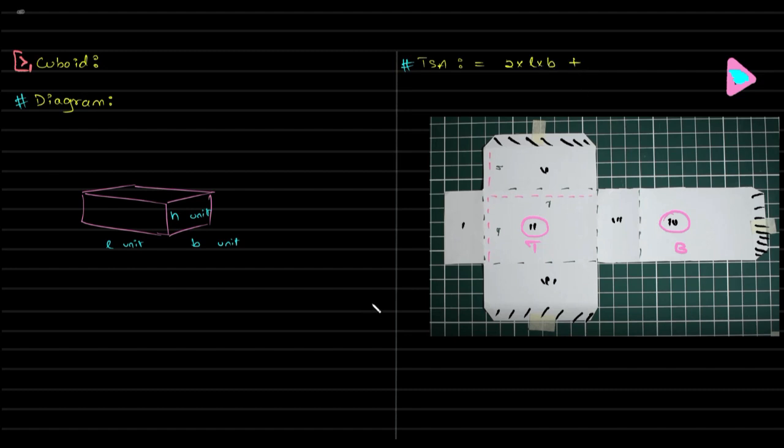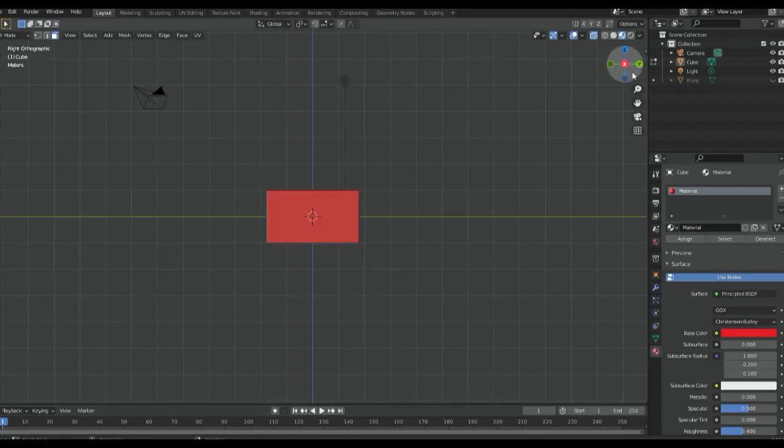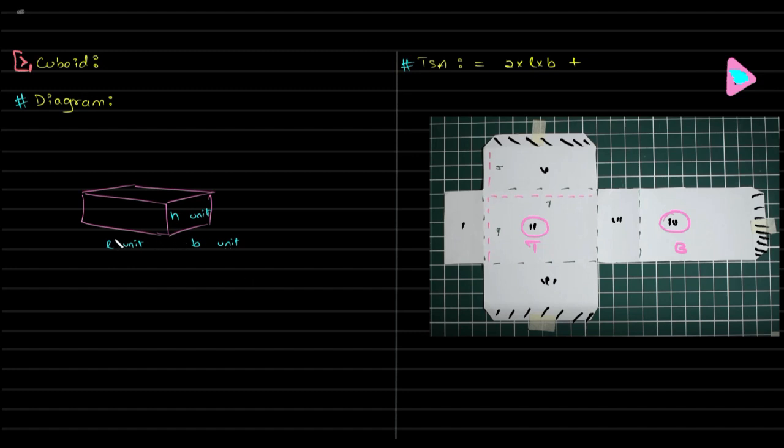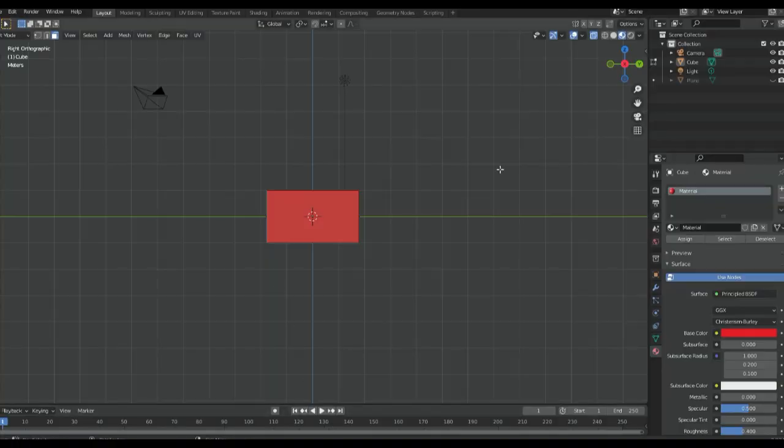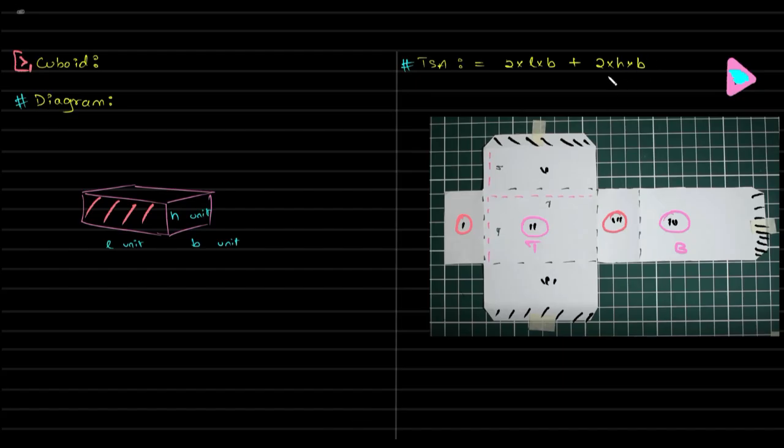Plus, we have the sides. The first and the third one indicate the side. This is the side. This is basically your height into breadth. But there are 2 of them. Height into breadth, as you can see, is indicated by the first and the third one. Height into length is the remaining one. So this would be your height into length. Let me show it over here. This is your height into length. So this would be plus 2 times height into length.